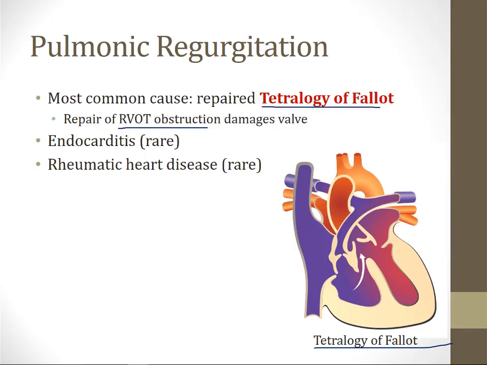Pulmonic regurgitation can also occur from endocarditis, although it's rare for the pulmonic valve to be involved in endocarditis, and it's also rare for the pulmonic valve to be involved in rheumatic heart disease, but that can occur and lead to pulmonic regurgitation. And that concludes our video on valvular heart disease.